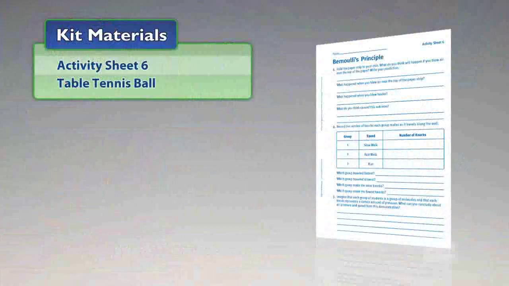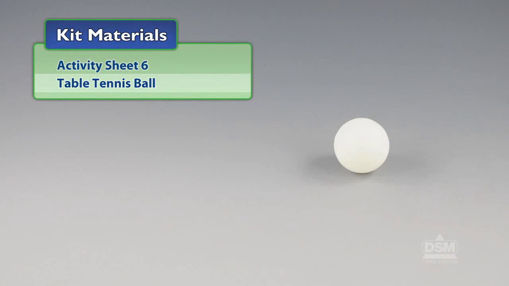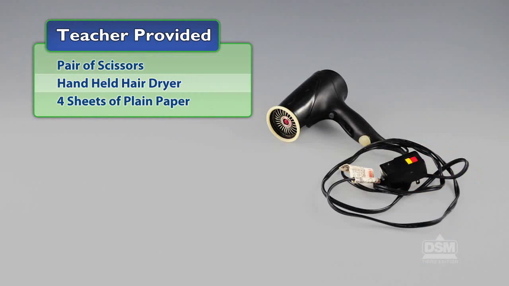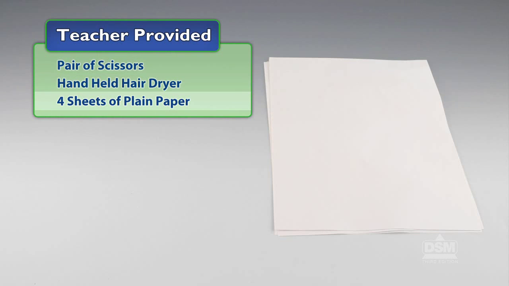You will need the following materials from the kit: Activity Sheet 6 and a table tennis ball. You will also need to provide a pair of scissors, a handheld hairdryer, and sheets of plain paper.